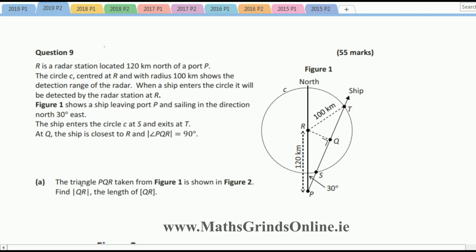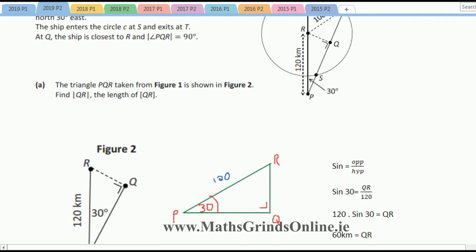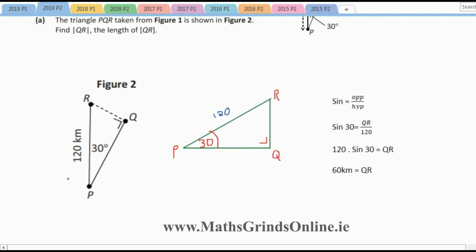Part A of the question: the triangle PQR, so that's P to Q to R, this triangle down here, taken from figure 1, is shown in figure 2 by itself, and we're asked to find QR. So this is figure 2 here, and it's the exact same measurements as in the diagram. That's basically over there, just out of shot right now. And we're asked to find QR.